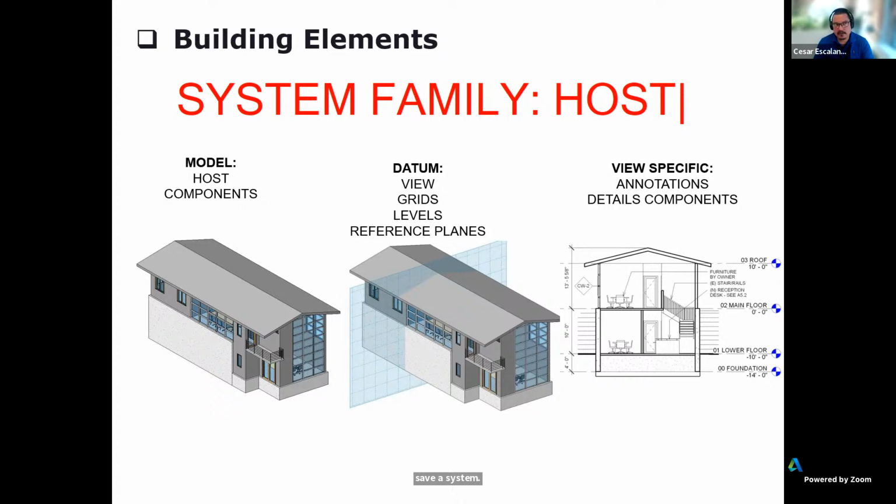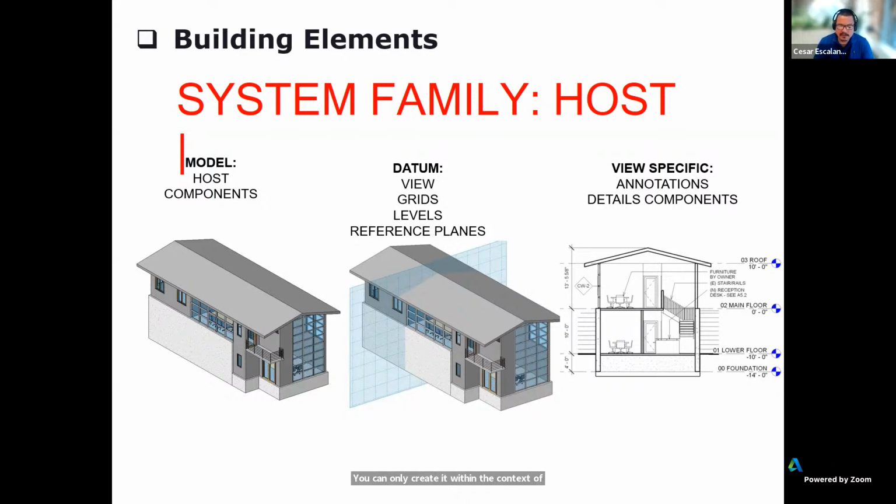Examples of system families are any building representation that has a unique boundary. For example, ceilings, floors, walls, roof, topo surfaces. System families cannot be saved as external files. I think that's a basic concept. You can only create it within the context of a project.